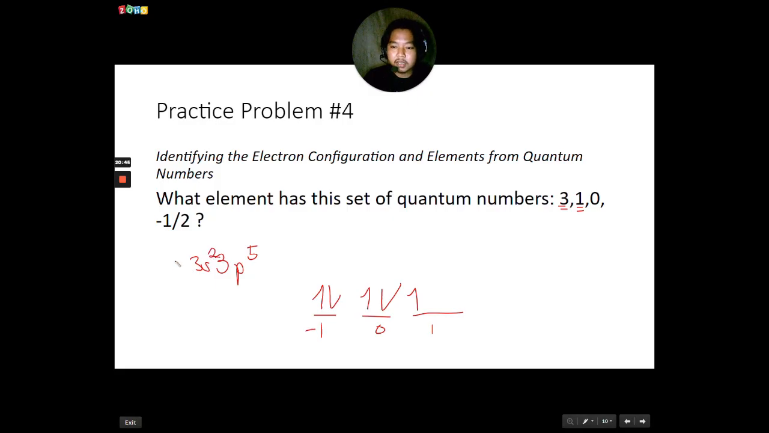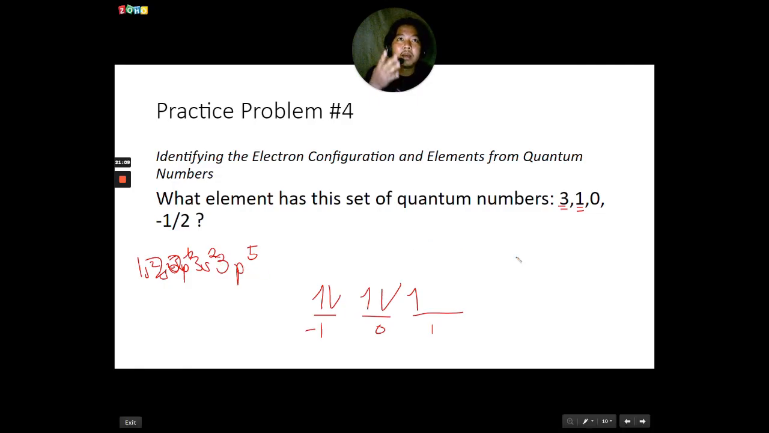I do the electron configuration backward. That's 3s2, 2p6, 2s2, and 1s2. I count the electrons because it gives me the number of protons and the atomic number. 2, 4, 10, 12, 17. So that's the 17th element.